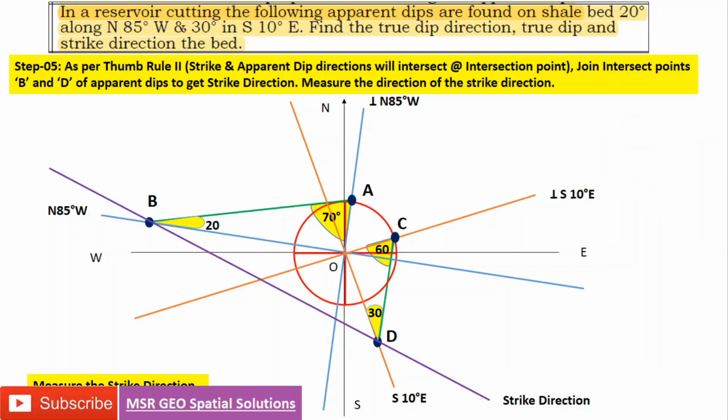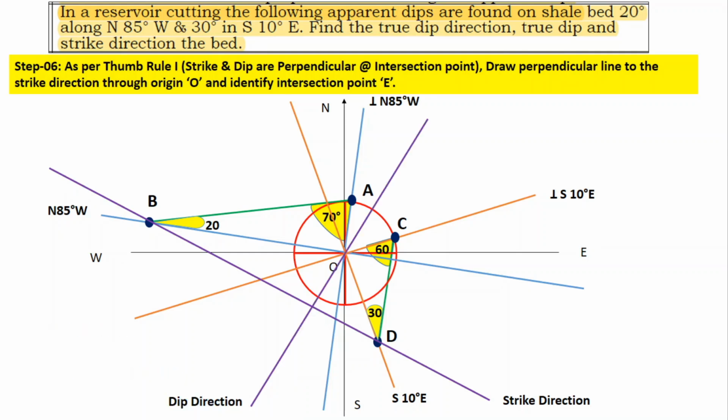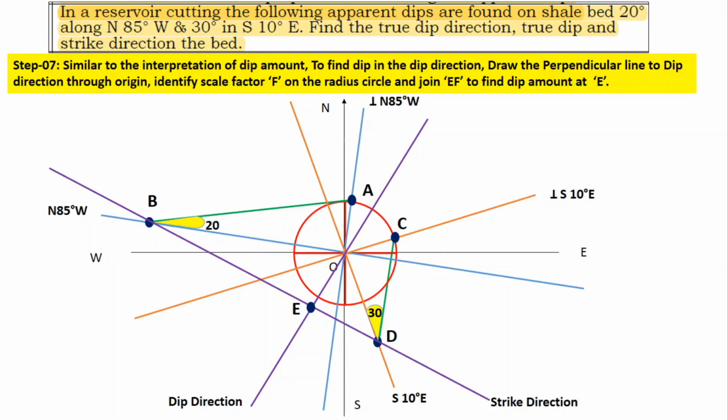According to thumb rule 1, draw a perpendicular line to the strike through the origin. This gives the true dip direction. Mark the intersection as point E. Measure the dip direction.